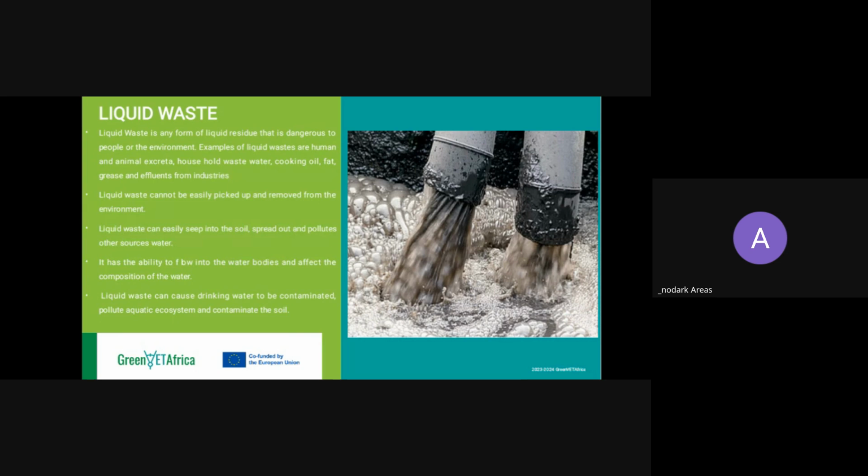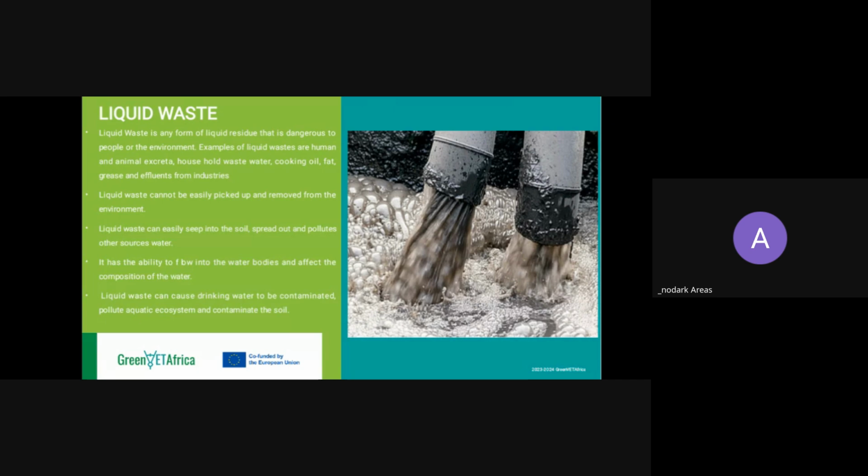So examples of liquid waste are human and animal excreta, household wastewater, cooking oil, fat, grease, and other things. So all those wastes and effluents that are in liquid form and they are dangerous to humans, they are dangerous to life forms, because not only humans, they can also be very dangerous to animals, especially marine life.